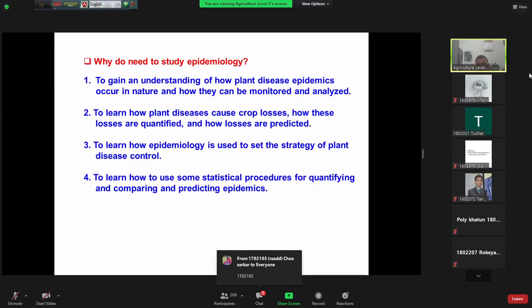In this slide you can see, it is not so important for your exam, but important in a way why we need to study epidemiology: to gain an understanding of how plant disease epidemics occur in nature, and how they can monitor and analyze. You can assess and quantify the losses, and also forecast how much loss will be incurred by this disease. Number 3, you can set the strategy to control the disease, and develop some statistical procedure for quantifying and forecasting whether the disease will appear as an epidemic or not. That is very important. Okay.